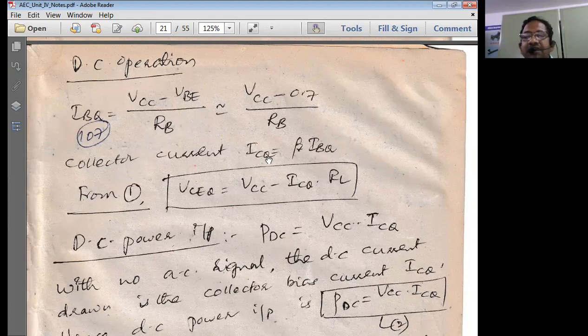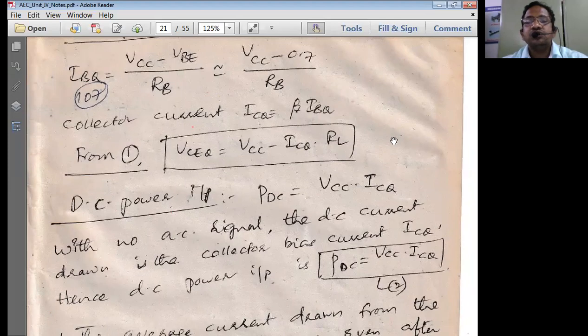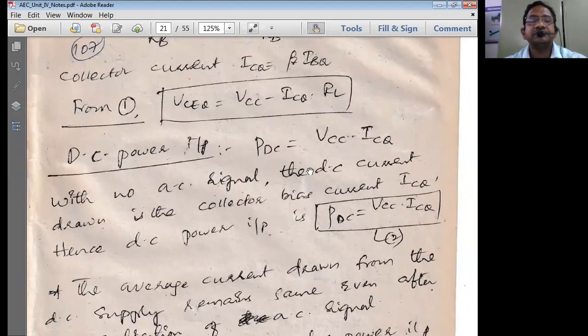ICQ is the collector bias current, which is equal to beta times IBQ, because we know what is beta. Beta is equal to output current by input current. In the case of CE amplifier stage, output current is ICQ, input current is IBQ. For power amplifiers, we only consider the CE configuration. We don't consider CB, we don't consider CC configurations to construct a power amplifier circuit. So therefore, always the equation for ICQ is equal to beta times IBQ in the case of power amplifiers.